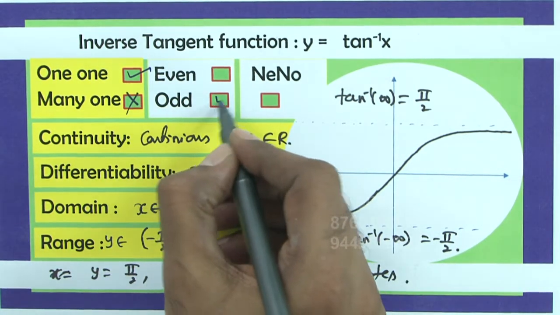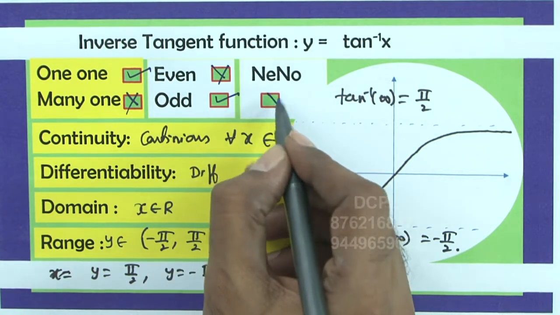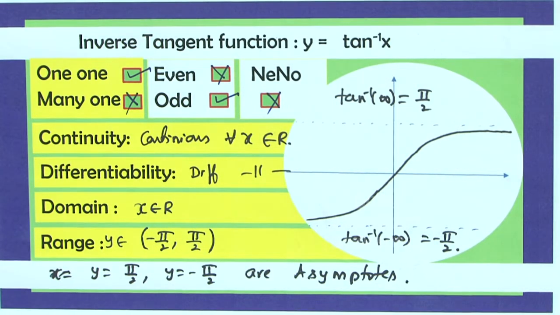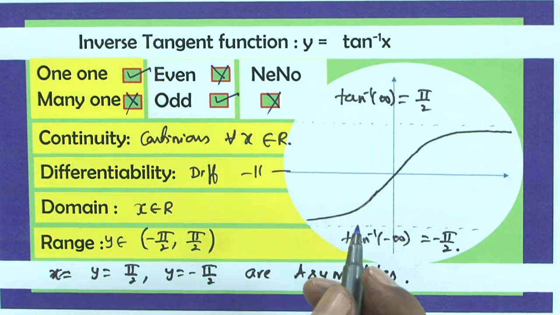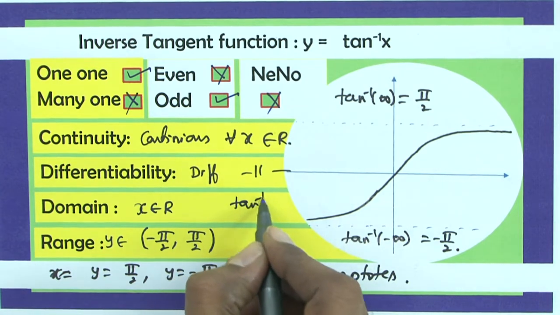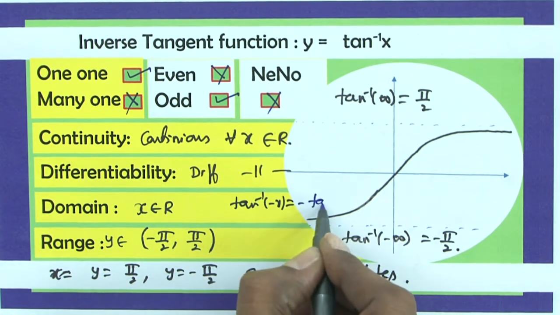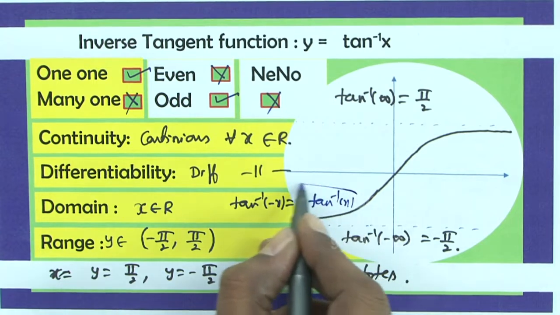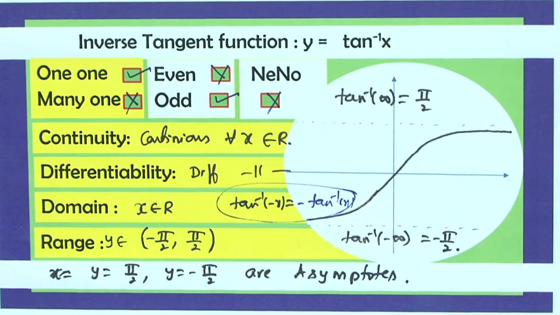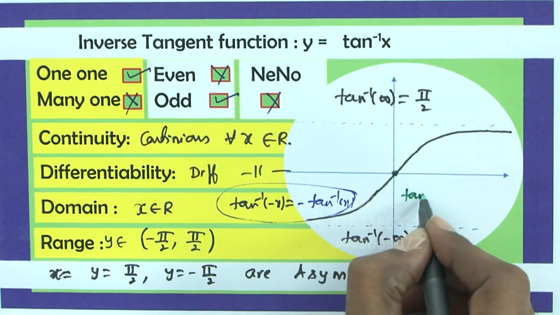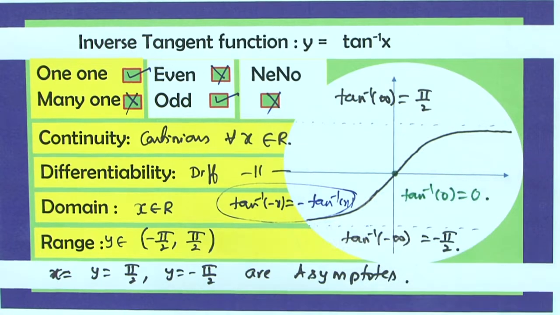Anybody can say it is an odd function, right? The reason is it is antisymmetric, right? So, it is an odd function. Tan inverse of minus x is equal to minus tan inverse of x. Very, very important information, right? And observe carefully, dear students, it is passing through origin. Tan inverse of 0 is 0. Understood this, dear students? These are a few of the features of tan inverse function or inverse tangent function.